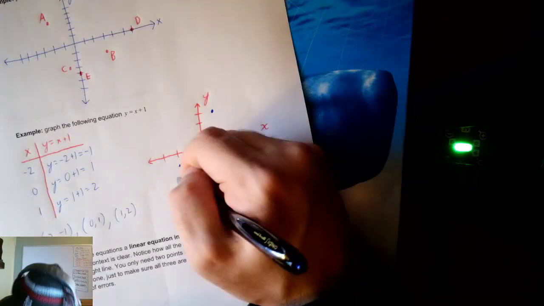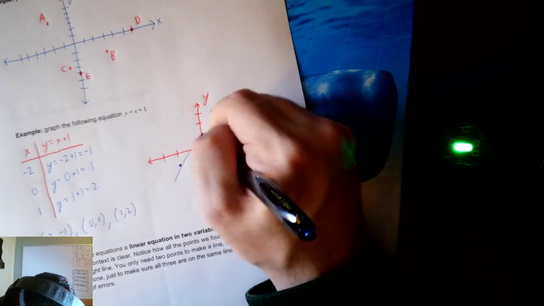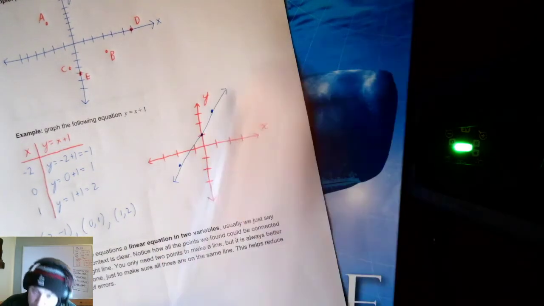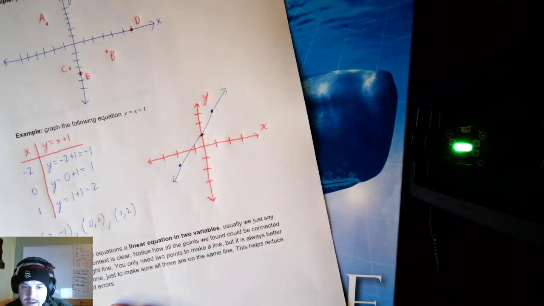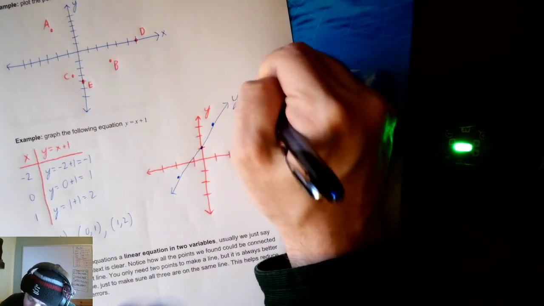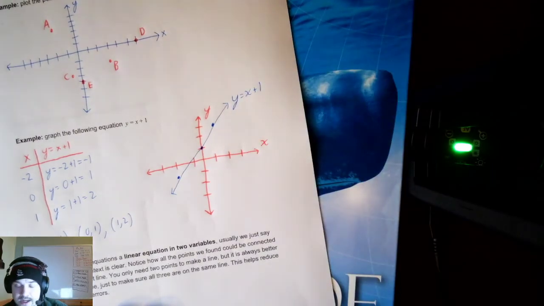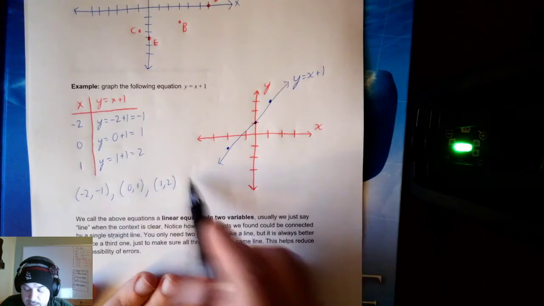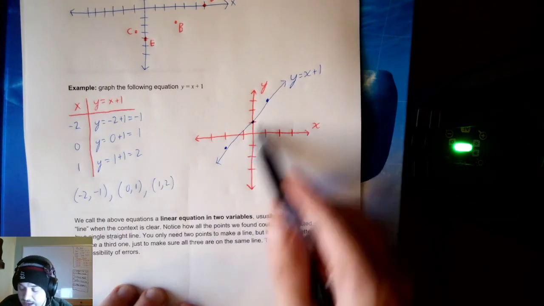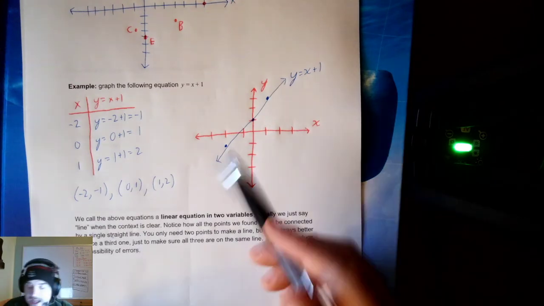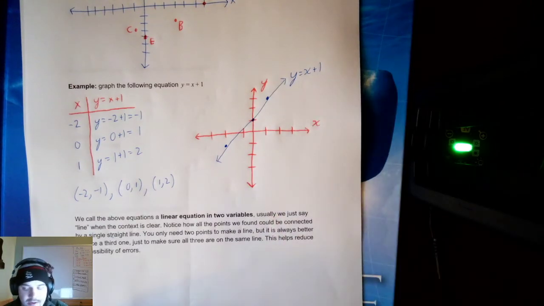And now I'm going to connect my dots with a straight line. I don't have the steadiest hand, but mostly straight, right? And then the last thing I do is I label with the equation I graphed. Y equals x plus 1. That way I know what I graphed, right? And notice I used these 3 points to get my line, to graph my equation, right?